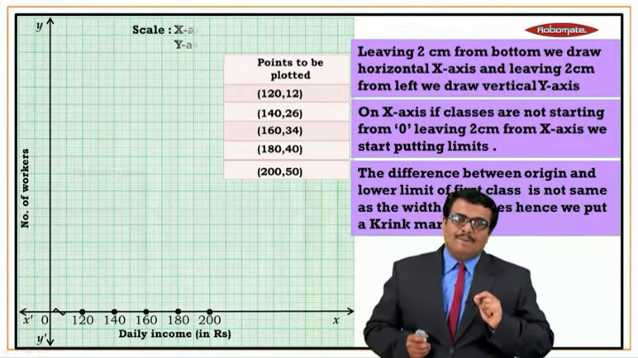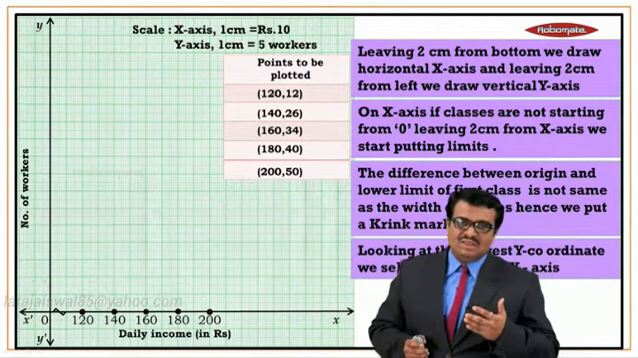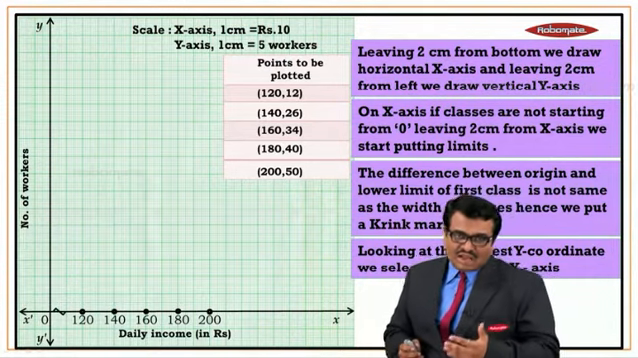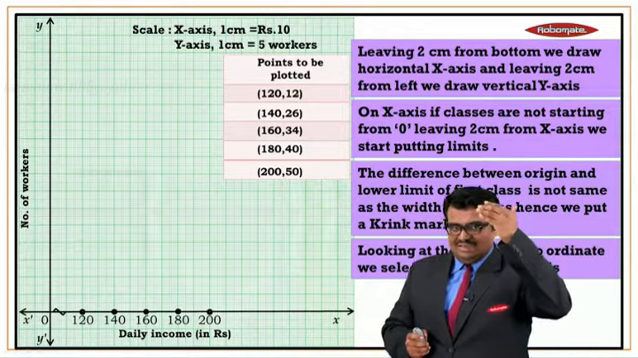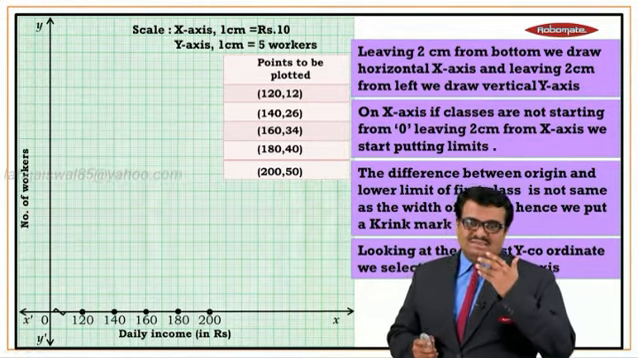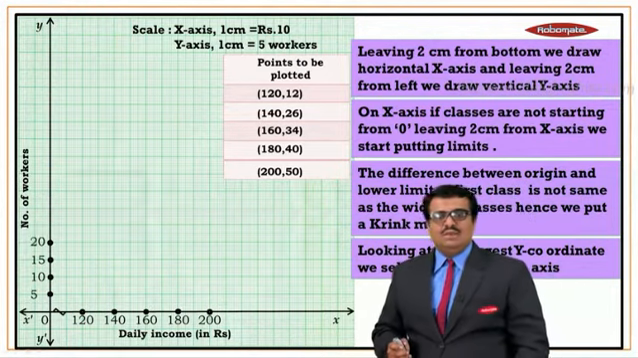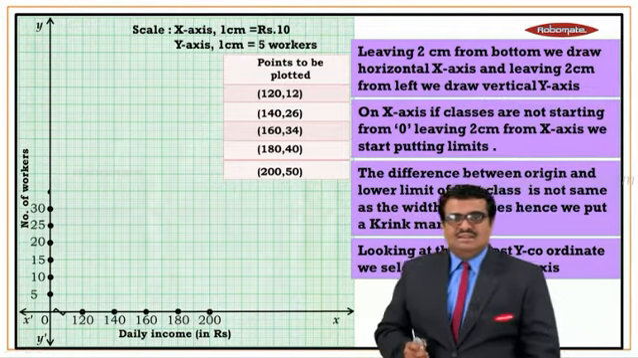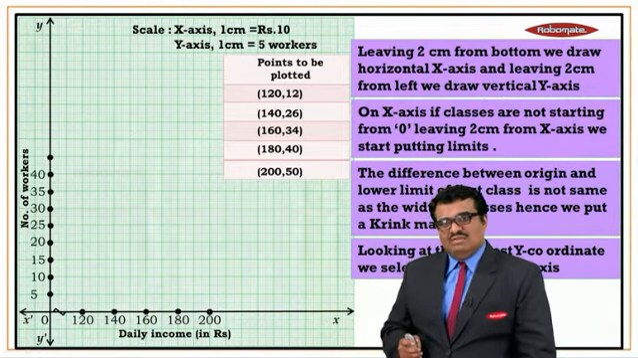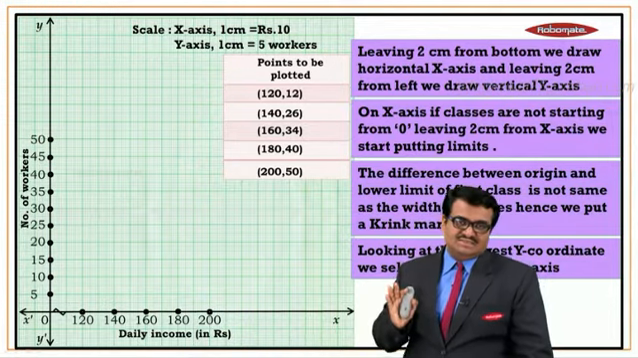Is it clear? Now, looking at the biggest number on the y-axis, we will put the scale on the y-axis. The biggest cumulative frequency we have here is 50. So what scale will we take? We have around 20 centimeters along the y-axis. So we are taking the scale 1 centimeter equals 5 workers on the y-axis. So on the y-axis we progress in this way: 5, 10, 15, 20, 25, 30, 35, 40, 45 and 50.